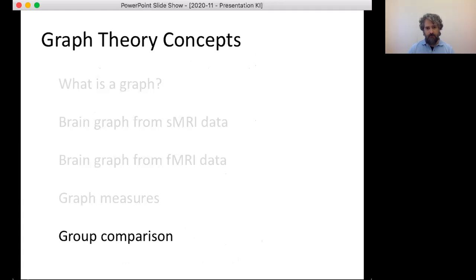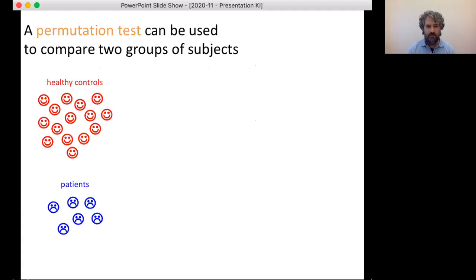Okay, finally, now we can construct the graphs, we can calculate some measures, and the next question is, how do we compare two different groups? So if you have a group of healthy subjects and a group of subjects with a disease, how do we compare if the graph measure changes between the two groups? Well, what you do typically is this. You have a group of healthy controls and a group of patients. So you can calculate the measure for the healthy controls and for the patients.